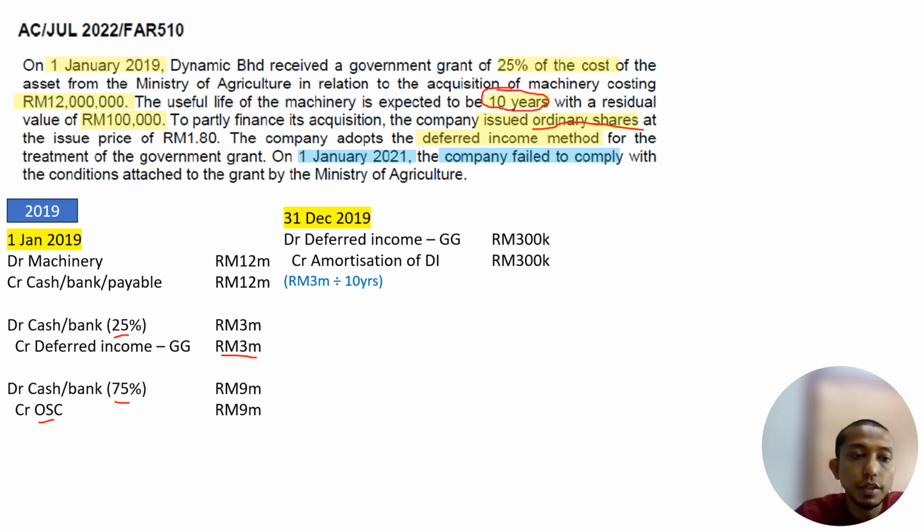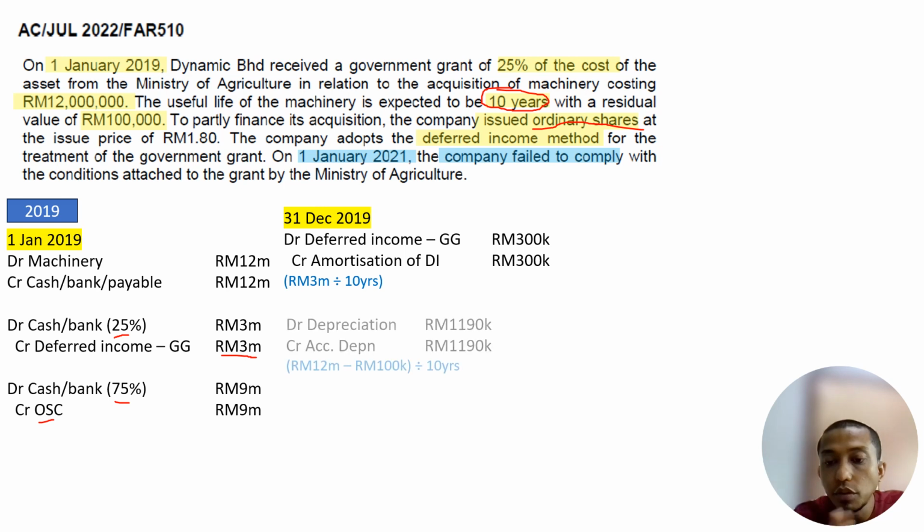Next, what else? Don't forget, we have a machine, PPE, so we need to do depreciation. So how to do depreciation? Remember to minus the residual value 100,000 here, then divide by 10 years. So per year, depreciation is 1,190,000. Okay.